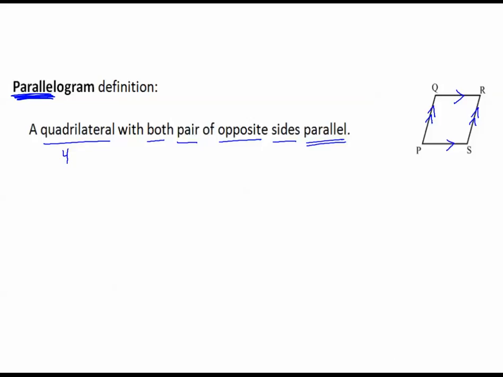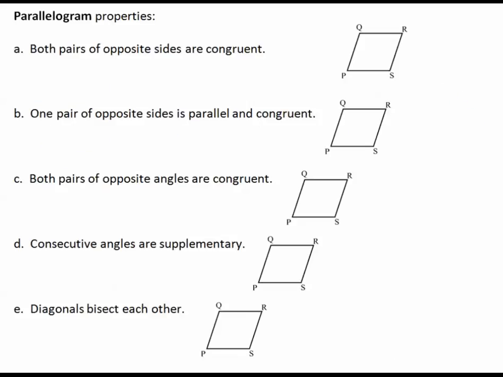Now from there, we have properties. The properties will always hold true if we know that we have both pairs of opposite sides parallel, such as both pairs of opposite sides will be congruent. So these sides across from each other congruent, these sides across from each other congruent. Same size.